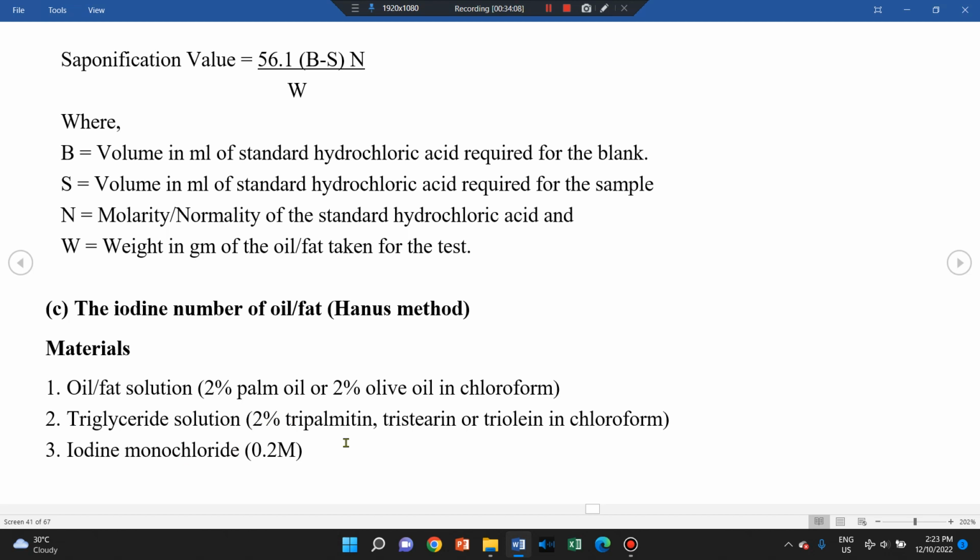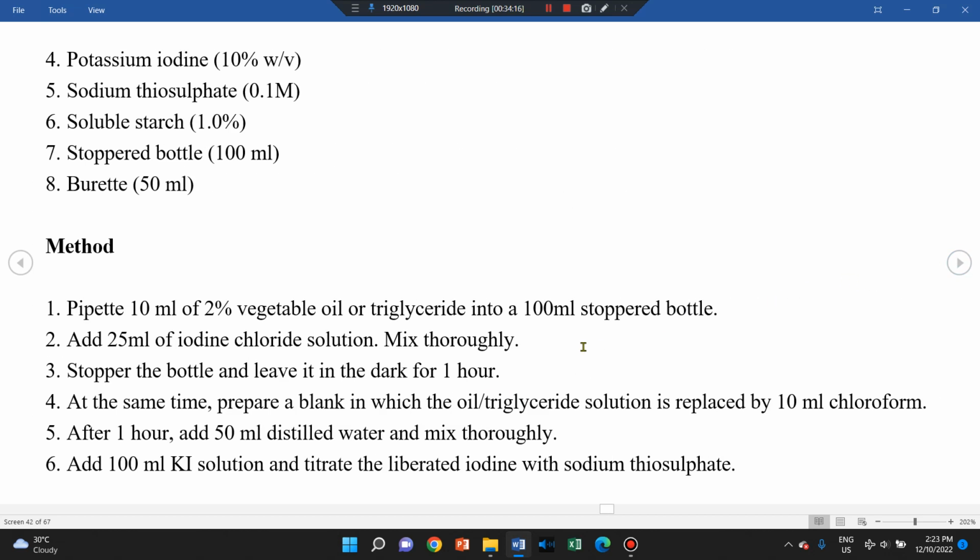Okay, iodine monochloride. If the lab officer did not prepare it, then you have to prepare it yourself. Right. The rest of it has been indicated. All this, please look into the preparation. Again, this one is another titration method, therefore you need to use the burette.